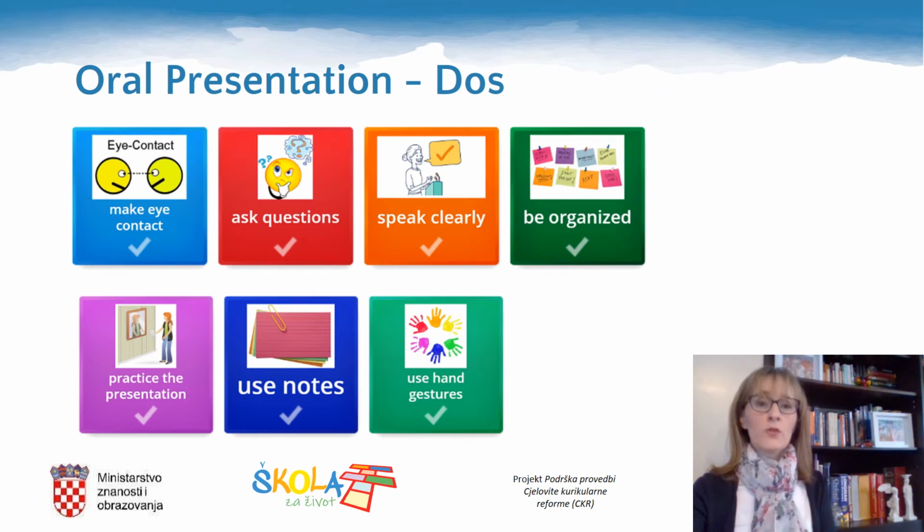Here are some important do's. You have to be organized first and foremost. Practicing in front of friends, family members, or at least in front of a mirror is a good idea. Once you get in front of the audience, you have to speak clearly and make eye contact with your audience. You can also use hand gestures. If you're afraid you will freeze, make notes and use them just to remind yourself what is coming next.